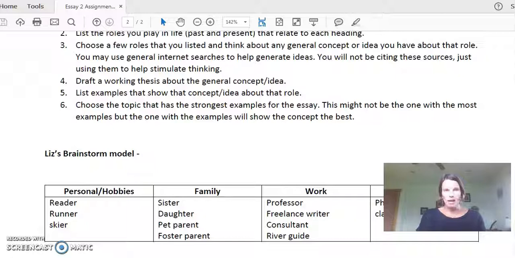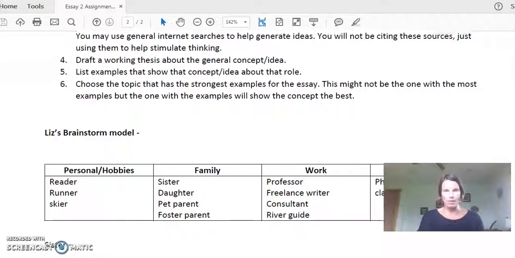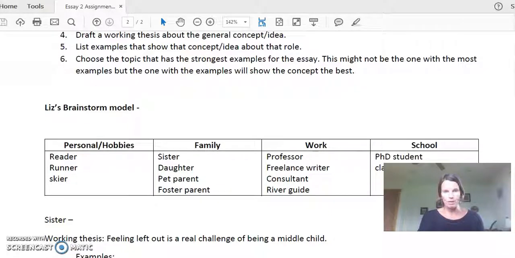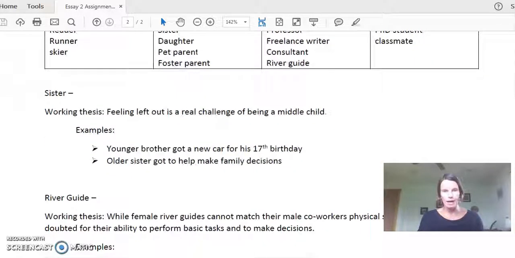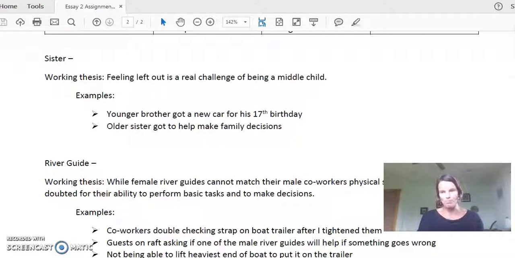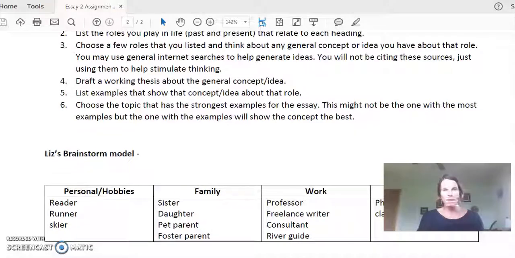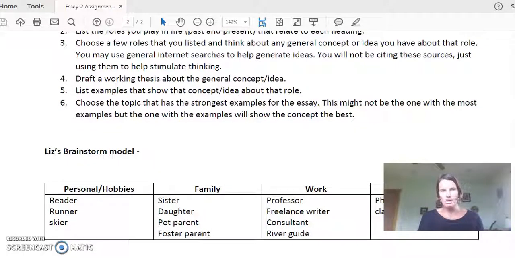So I've done that. Step 3 is to choose a few roles that you listed and think about any general concept or idea you have about that role. You may use general internet searches to help generate ideas, but you won't be citing these sources, just using them to help stimulate thinking. So if you scroll down a little bit here, I've picked sister and river guide as 2 of the roles that kind of stuck out to me that I wanted to play with a little bit. Okay, so step 4, draft a working thesis.